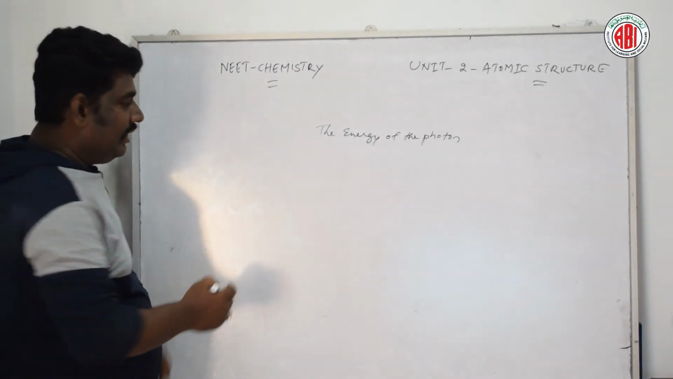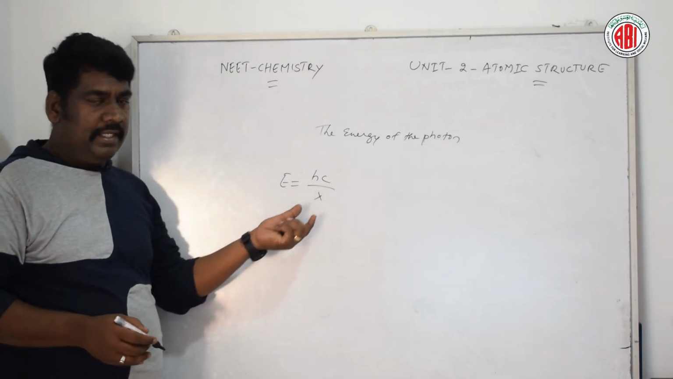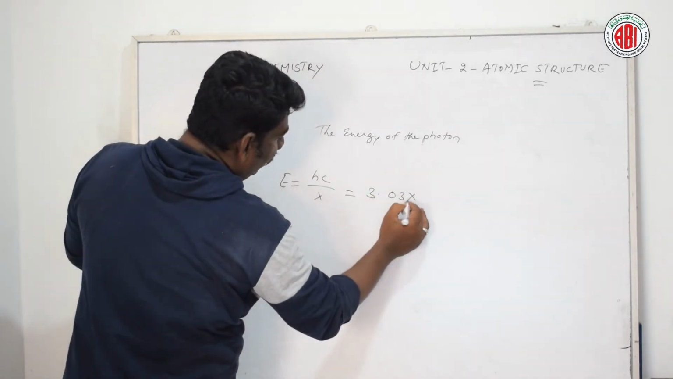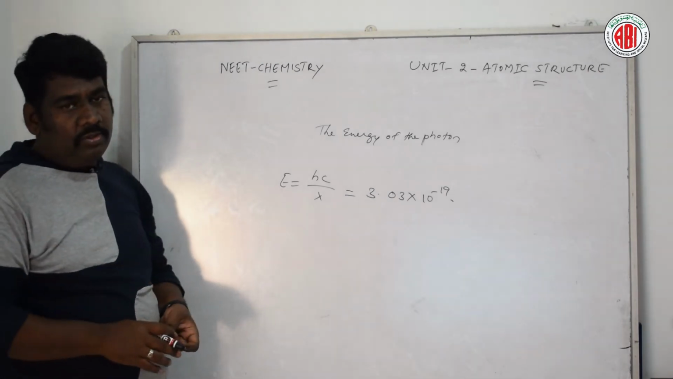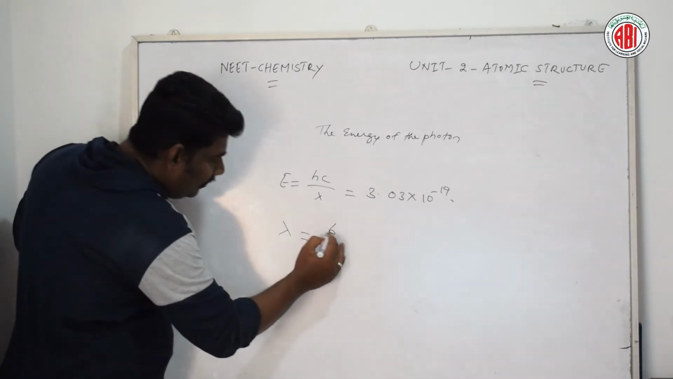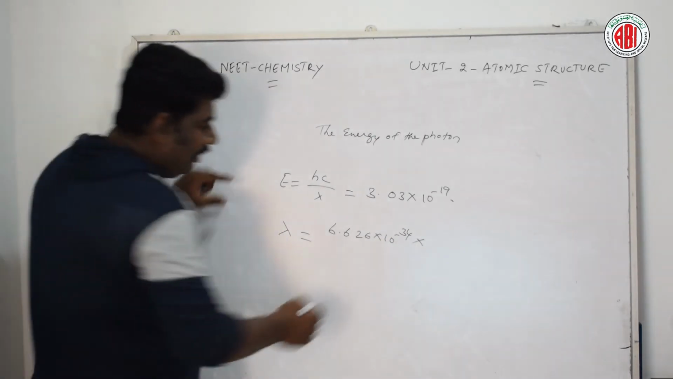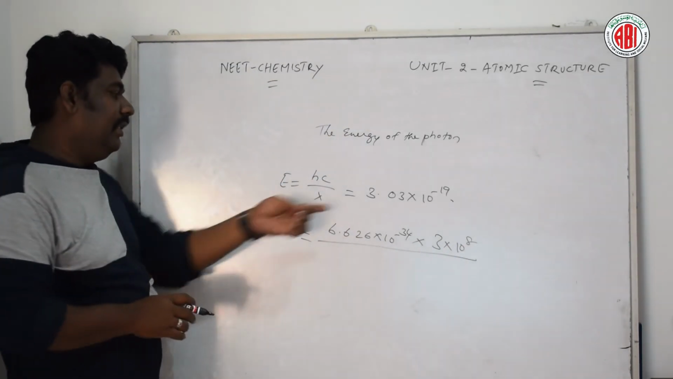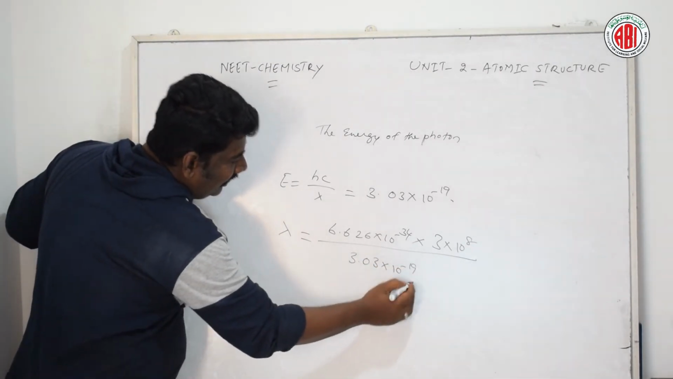Here, energy E is equal to hc by lambda, and that is given as 3.03 into 10 to the power of minus 19. Now, lambda can be written as Planck's constant, 6.626 into 10 to the power of minus 34, into c, that is 3 into 10 to the power of 8 meter per second, divided by this E value, that is nothing but 3.03 into 10 to the power of minus 19.